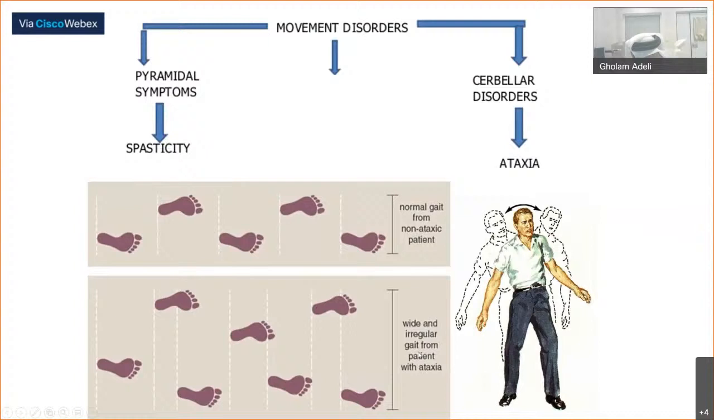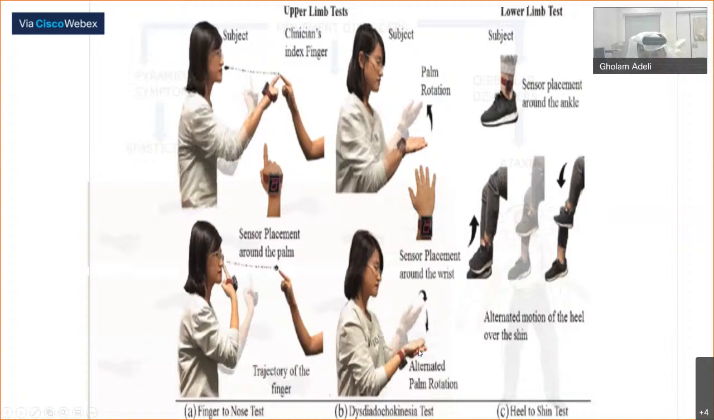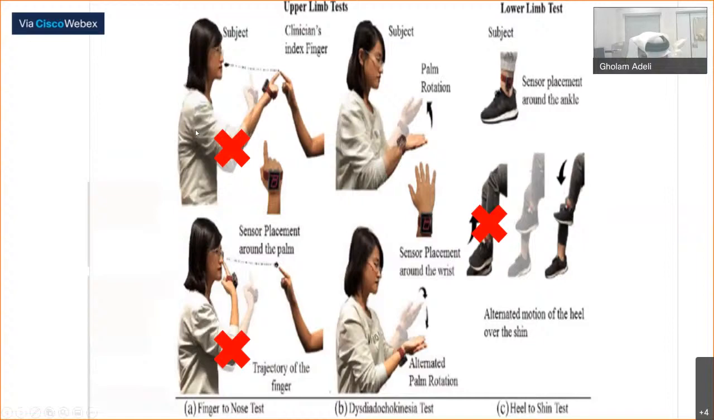So what else should we look for in cerebellar findings? Finger to nose. But one thing I put an X on: when you want to test for cerebellar findings, you have to extend the elbow to touch the finger if you're looking for intentional tremor. Because if you do not extend the elbow, you will not diagnose the early signs of cerebellar involvement. Heel to shin testing as well. This is another one.